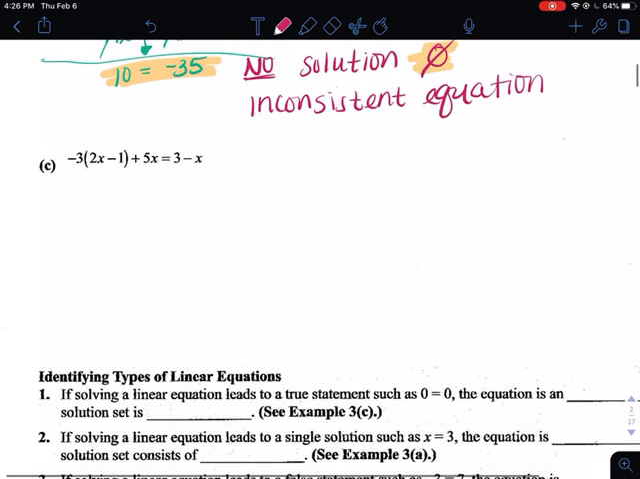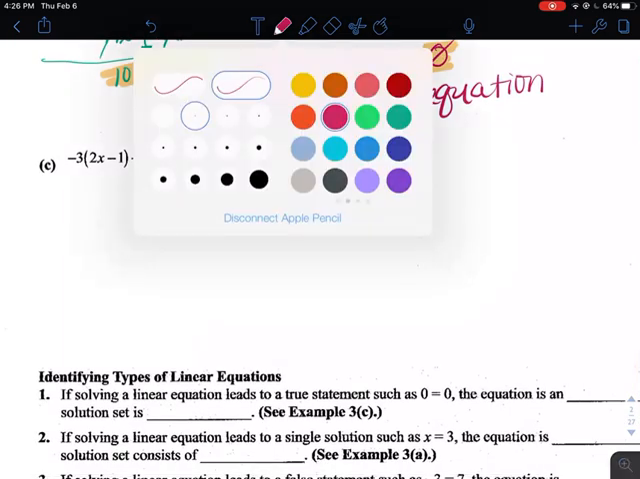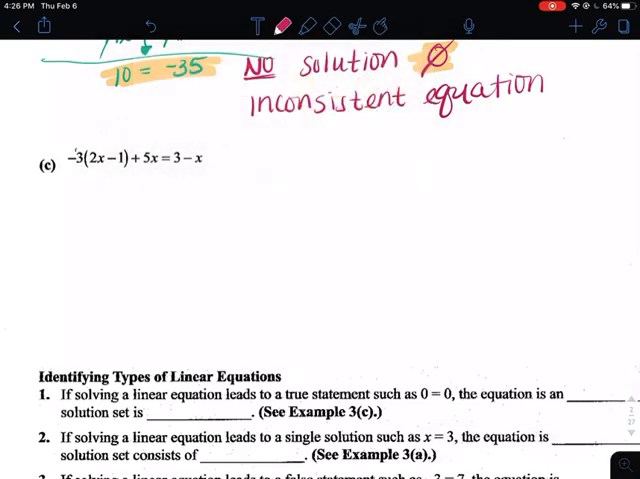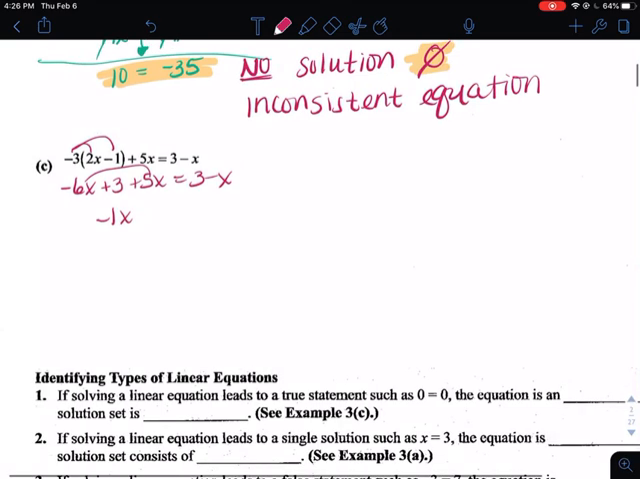All right, and then this last equation in this section, I'm going to distribute this negative 3 to this parentheses, and this gives me negative 6x plus 3. Then I have that plus 5x behind it, which is 3 minus x. Combining like terms, negative 6x and 5x added together is negative 1x. Then I have a plus 3 equals 3 minus x.